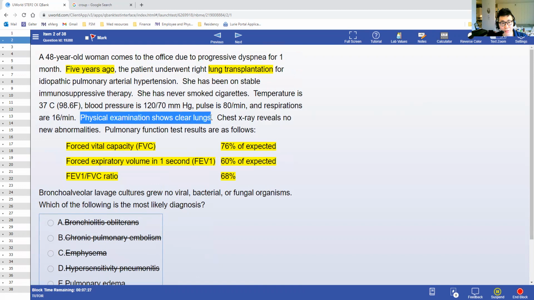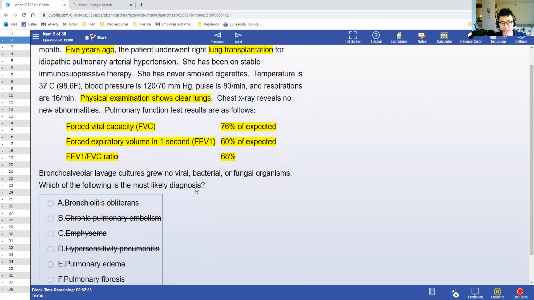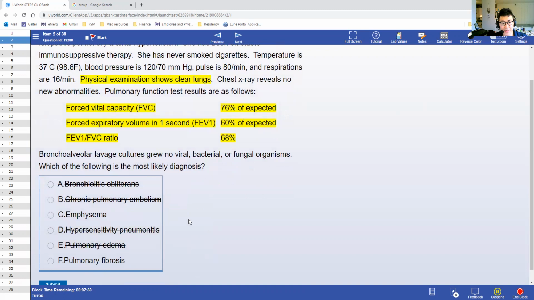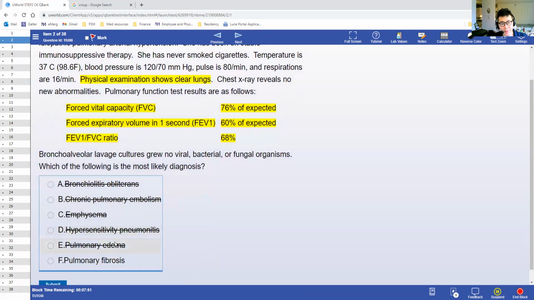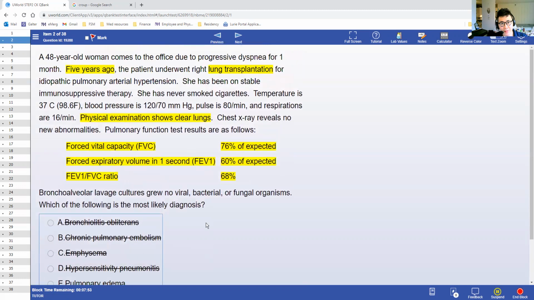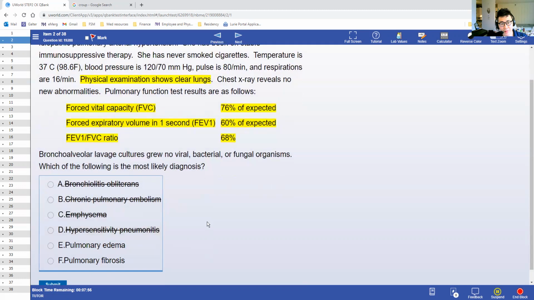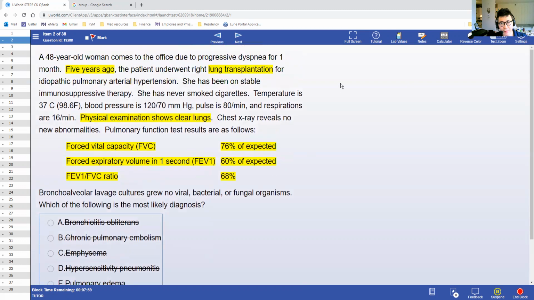Physical exam shows clear lungs. Given this, I'd say I find pulmonary edema to be a bit less likely. I'm still thinking whether or not this could be chronic PE. Having it for one entire month seems kind of bizarre to me for chronic PE.